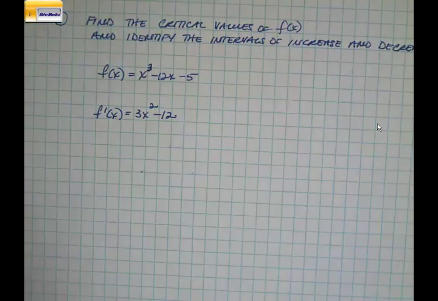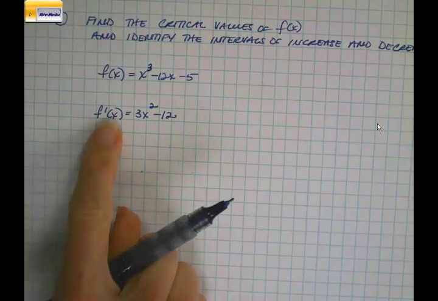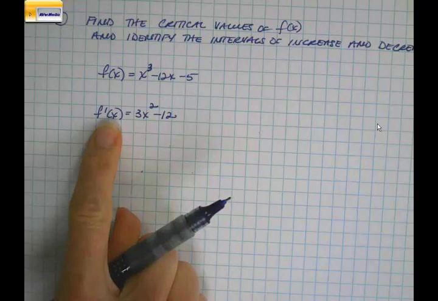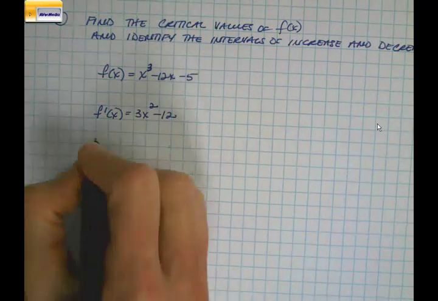And now we want to know, where is this negative, and where is this positive? Well, to determine where it's negative and positive, you make a sign graph. But to create a sign graph, we have to have critical values. So let's find our critical values.